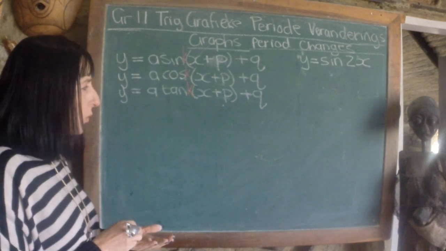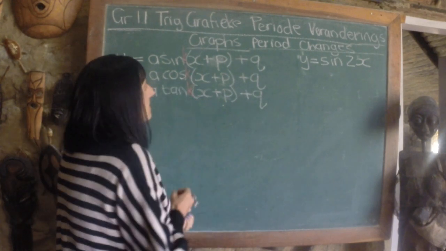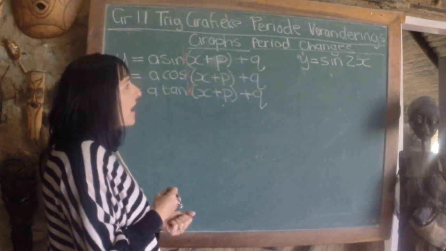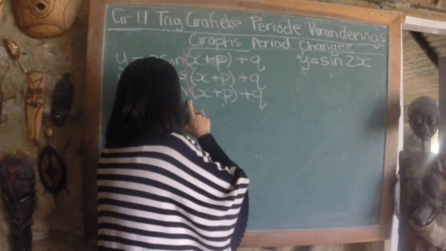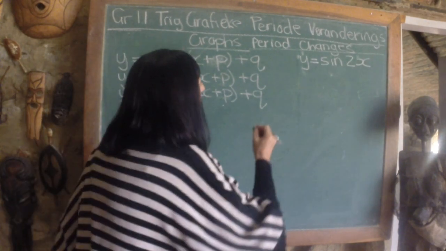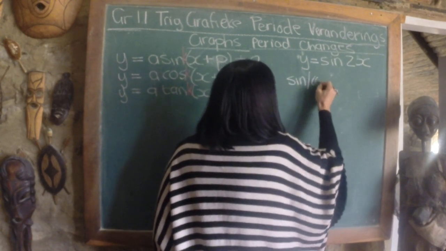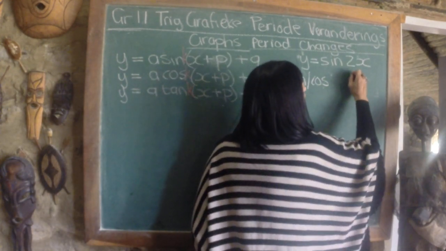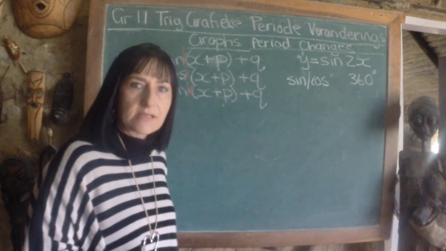En nou moet ons baie mooi gaan kyk na K, want K het ons bietjie leerwerk nodig. We need to have some learning work. And that learning work is, remember, K creates a period change. So as ons na die periode van ons sin en ons kos grafiek gaan kyk, dan weet ons sin of ons kos se periode is normaalweg 360 grade. Okay, that's very important. That's learning work.